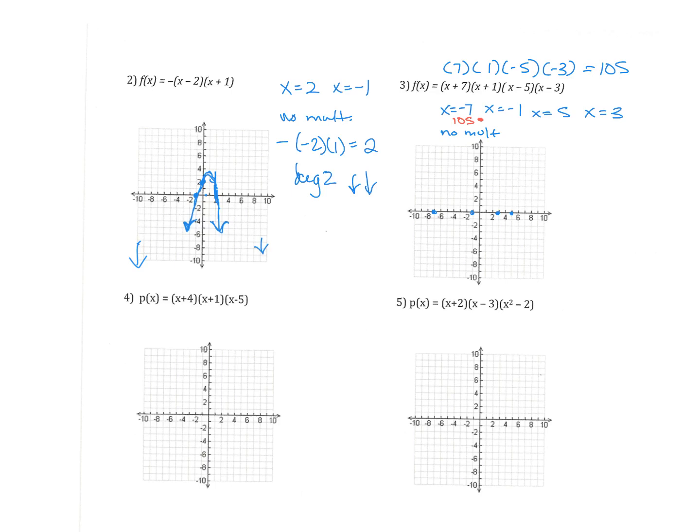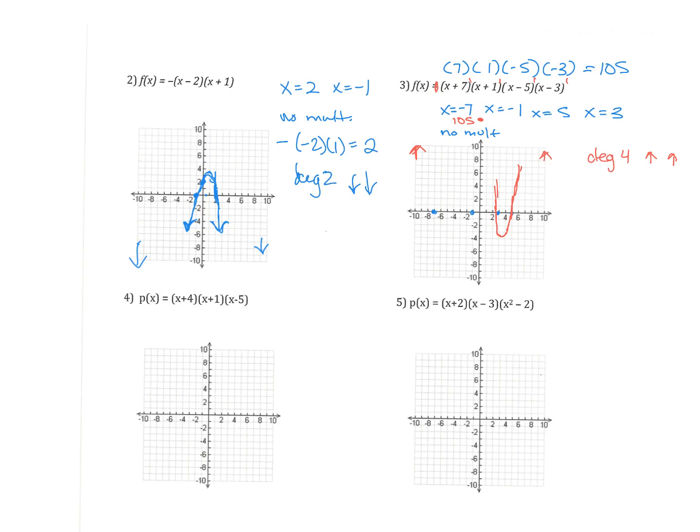And then lastly, my end behavior. Well, if I multiplied all 4 of these polynomials, I would get an x to the 4th. So this is degree 4 with a positive leading coefficient. So I'm going to be up for my end behavior, so I'm going to be ending up. So I'm coming down through my 5. I'm going to stop and turn around and go back up through my 3.